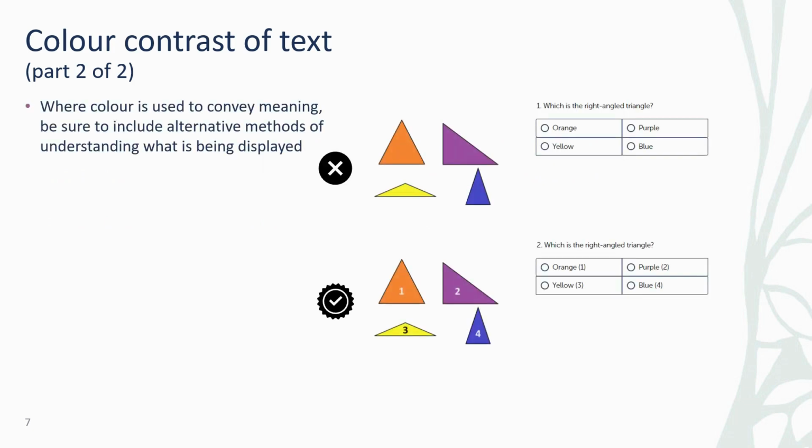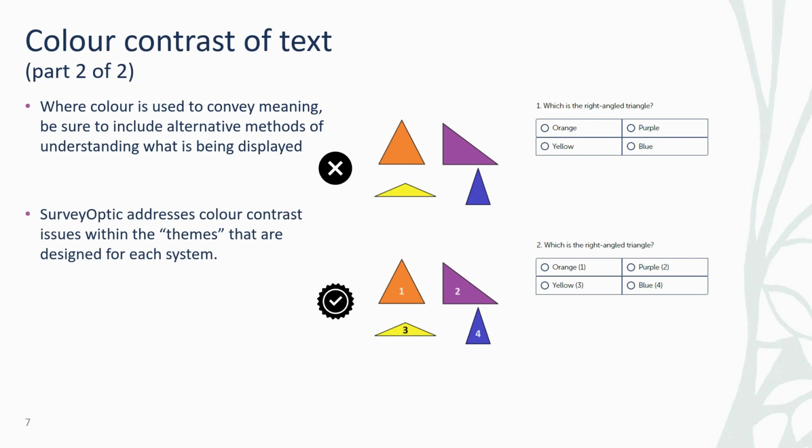Where colour is used to convey meaning, ensure colour is not the only way a user can identify the key information. The example included in this slide displays two versions of the same question. The first relies on colour alone. The second uses numbers as well to distinguish the choices. This will help those who suffer from colour blindness and also help all users.